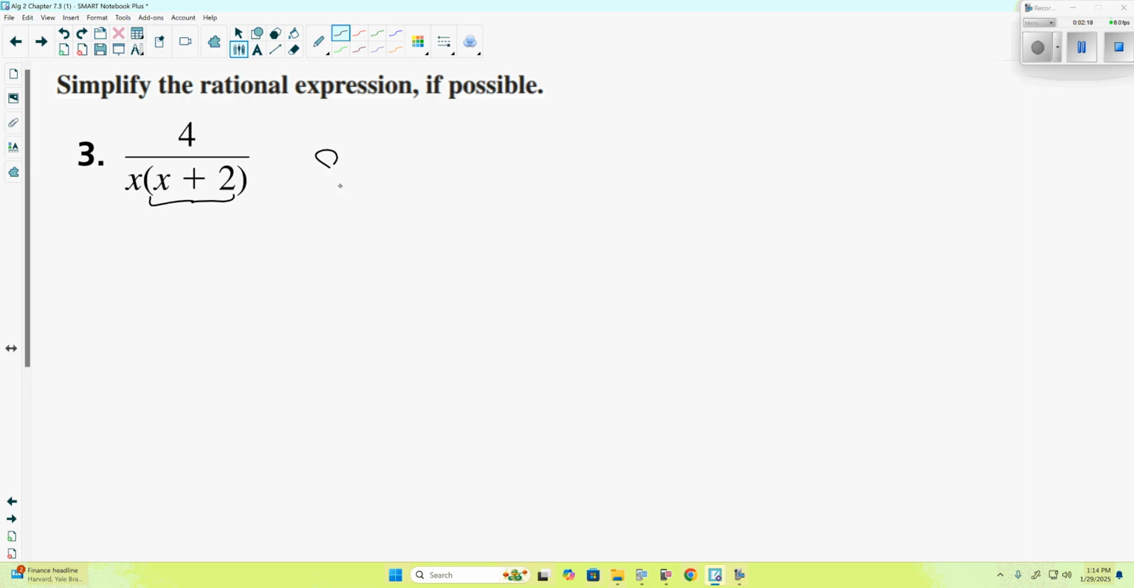So this here is simplified. That's as simplified as it gets. We can't do anything to it. There's nothing in common on top and bottom. It was simplified from the start.